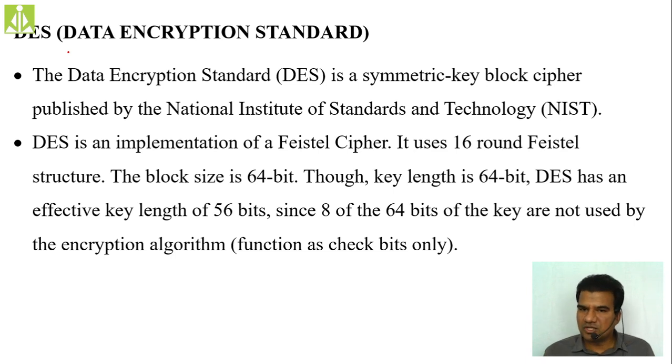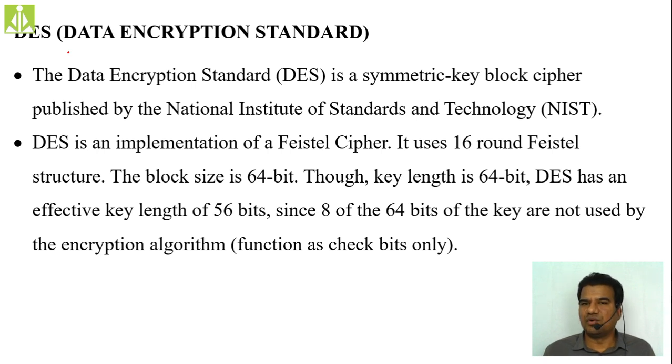And the key length is also 64 bit, but we apply the permutation so as to get only 56-bit keys. Since 8 of the bits of the key are not used by the encryption algorithm, we simply omit them at different levels. At different levels, because 8 eights, how much is it?